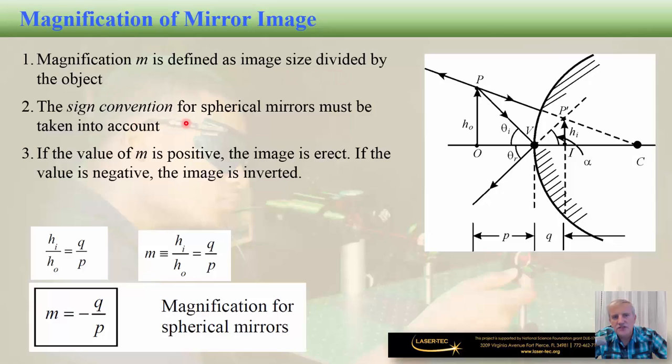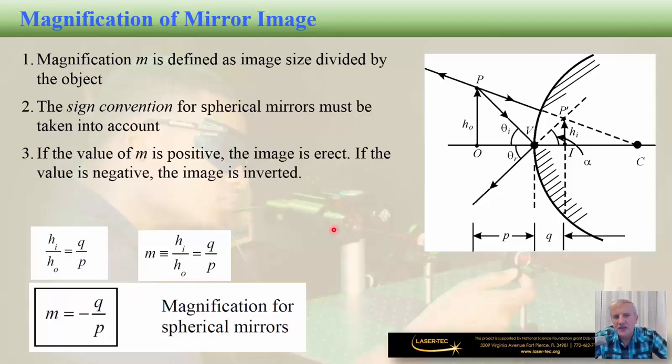The sign convention for spherical mirrors must be taken into account when you're doing the calculation and applying the formula on the bottom. Another important thing to remember is when m is positive, the image is erect, meaning it's going to be above the optical axis, and when the value of m is negative, then the image is inverted. In other words, it's going to be positioned on the opposite side of the optical axis relative to the object. Those are important rules to remember that you're going to be tested on.